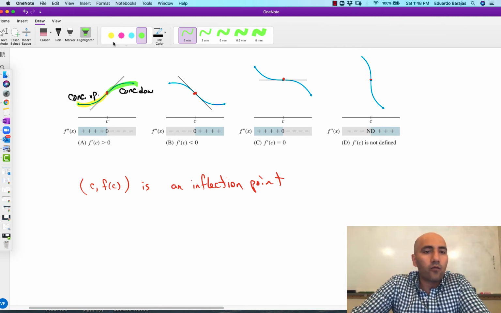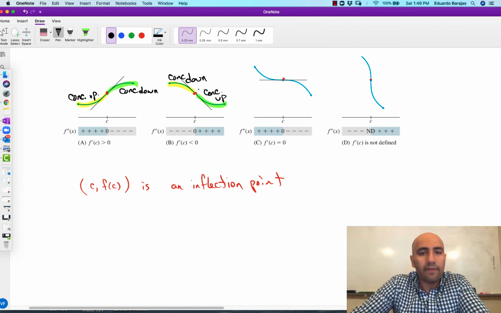Over in this graph, on this interval, we have concave down, and then it changes on the other side. On this side, it becomes concave up. And the place where it changed from concave down to concave up occurs right there at that inflection point. Good.